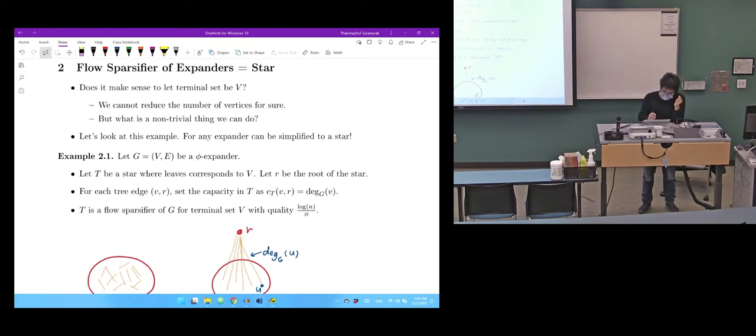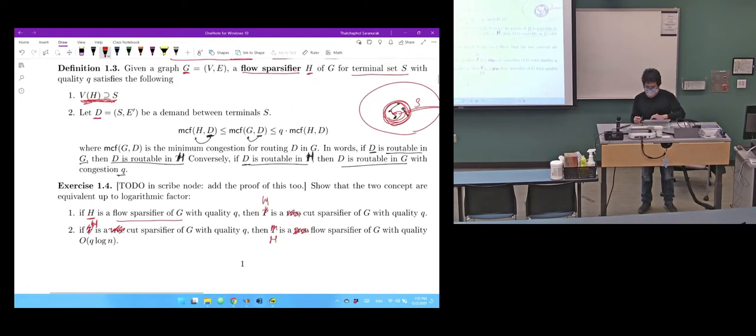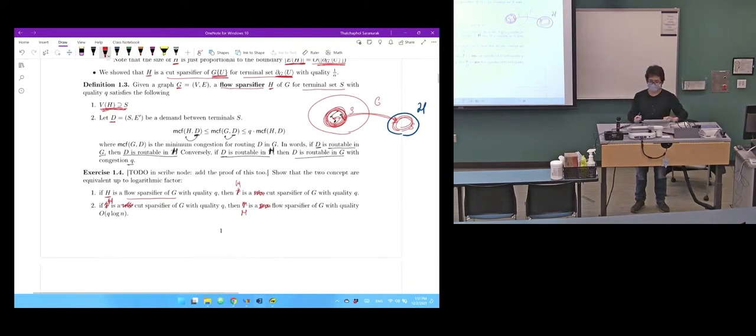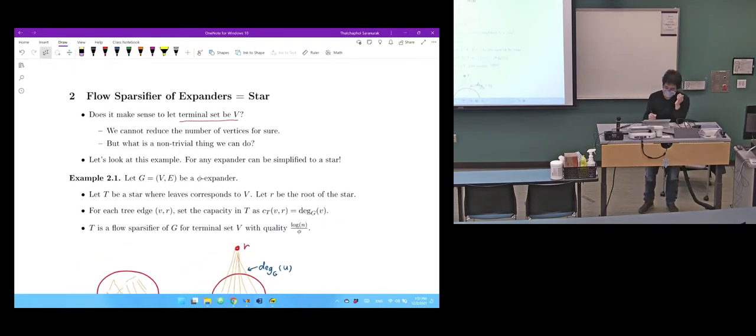So first of all, does it make sense to let the terminal set be the whole vertex set of G? We kind of say that the terminal set S is some small set, and we want to compress the graph to be of size proportional to S. So that makes sense for sure when S is a small set. Can the terminal set be the whole thing? If you set the terminal set to be the whole thing, for sure you cannot reduce the number of vertices, right? But what is a non-trivial thing you can do?